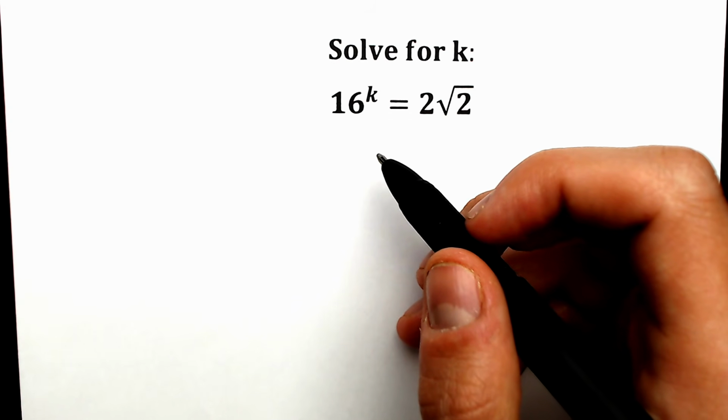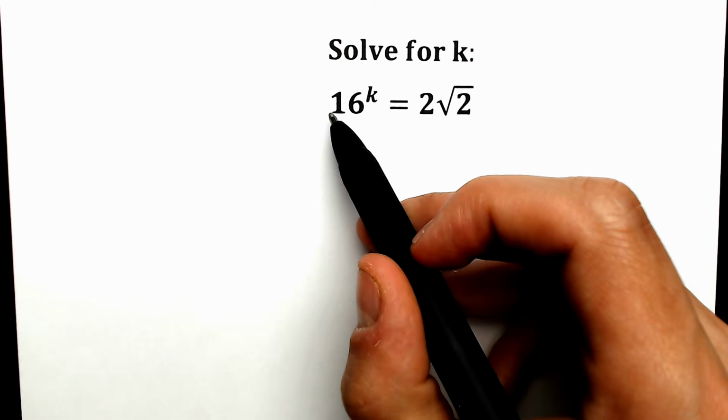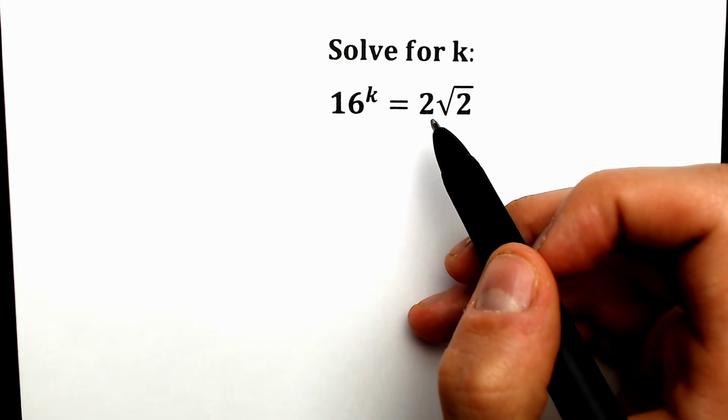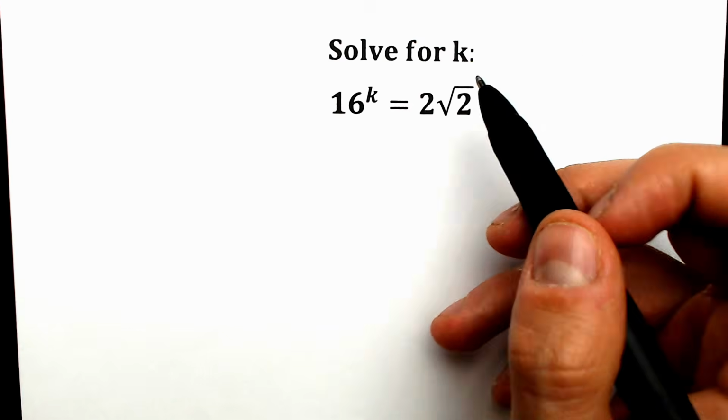Today we have a great, quick and relaxing algebra question. 16 to the power k equal to 2 square root of 2. Seems pretty basic, seems pretty easy. However, many people are going to get this problem incorrect.